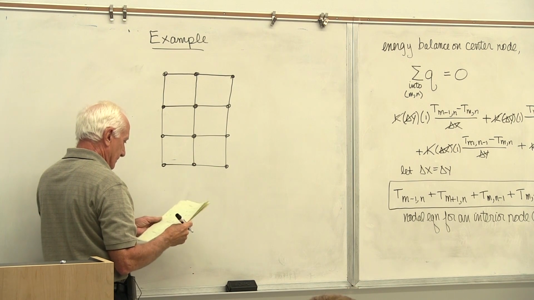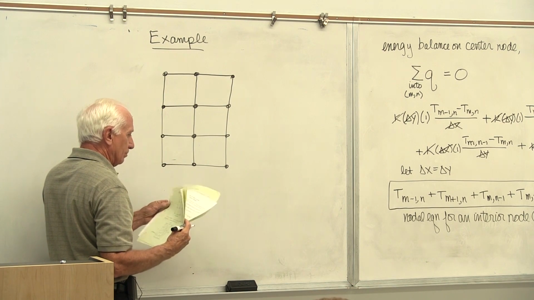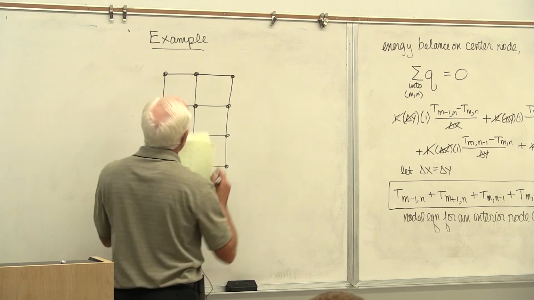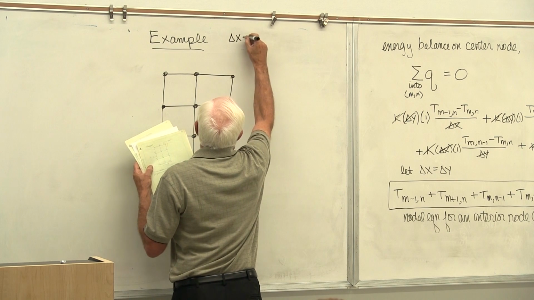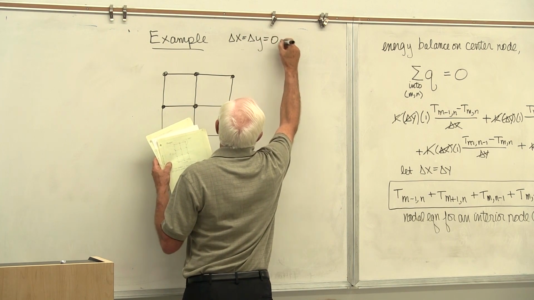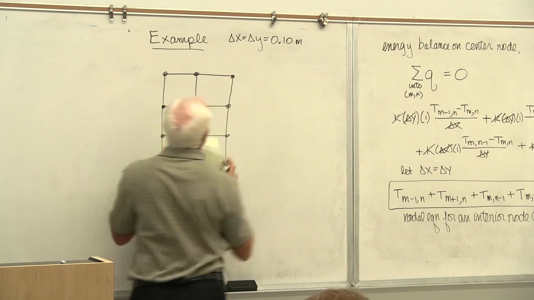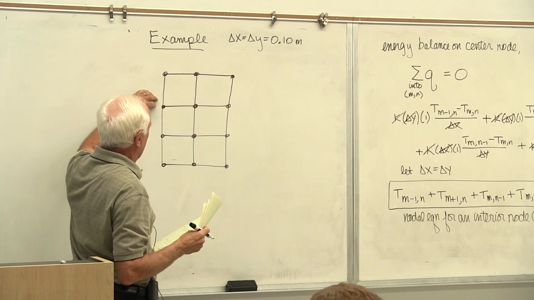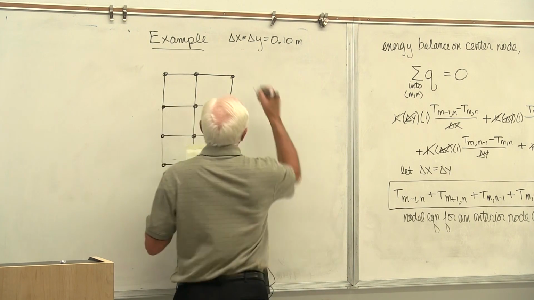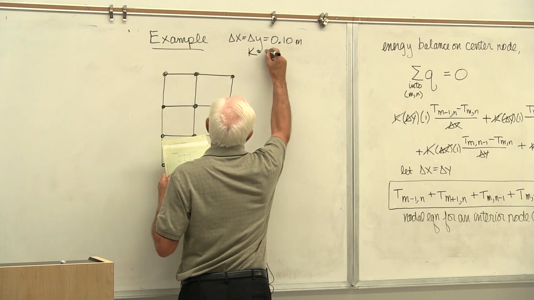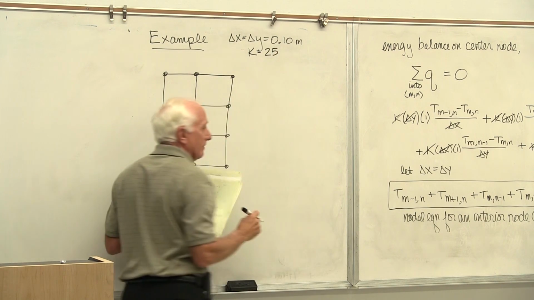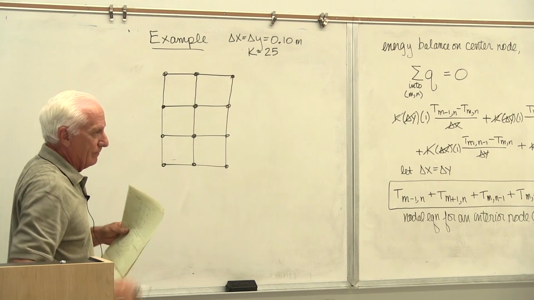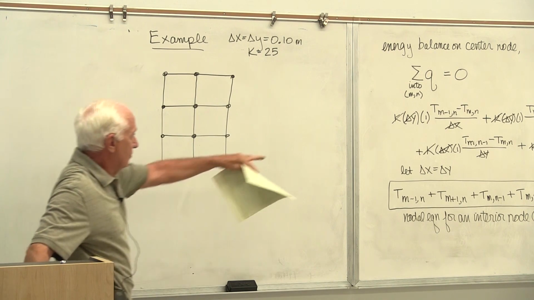The delta x and delta y of my plate, I think, is 1/10 of a meter. Let's make sure. Yeah, 1/10 meter. Delta x equals delta y equals 1/10 meter. So the plate is 2/10 meter by 3/10 meter. And the material has a K of 25. It's some metal plate. K is 25. I don't know how thick it is. I'm not going to use that right now. I'll assume 1, because I assumed 1 over there.